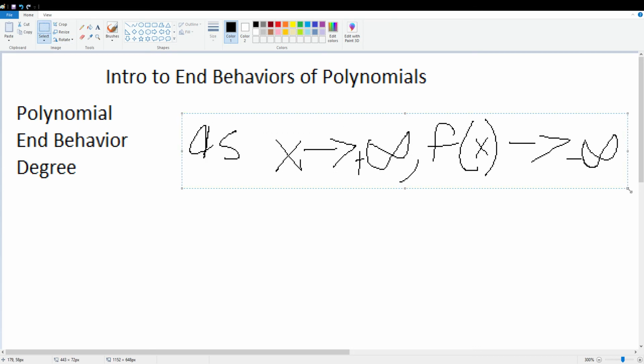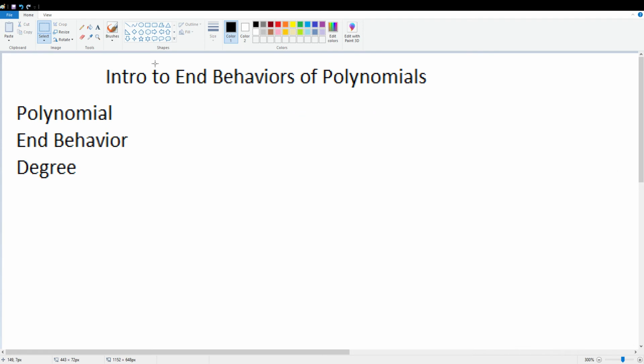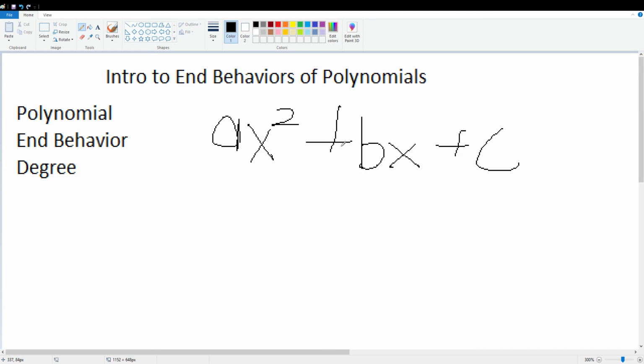And a degree will essentially determine the type of end behavior that it is. So there are two different types, odd and even, and I will explain those right now with just a small example. So this is just the standard equation of a quadratic equation in standard form. So this right here is the degree. So since it is even, it essentially means that the degree is, well, even.